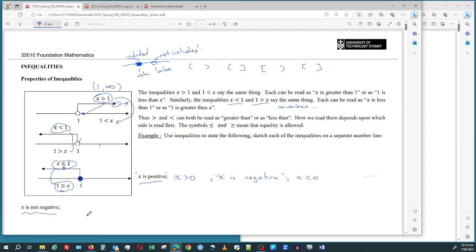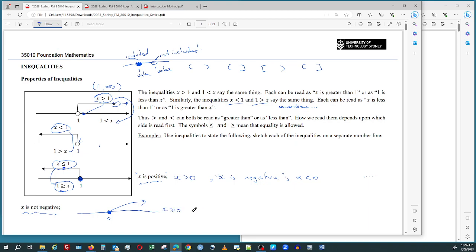X is not negative. Well, that would mean that on the number line, our boundary would be 0. Now, 0 would be included because it's not considered negative, so we would colour that in. And where we've got the nice formal block shapes, I'm just going to do this. Okay, and that one tells me that we go off to infinity. So we can say x is greater than or equal to 0.